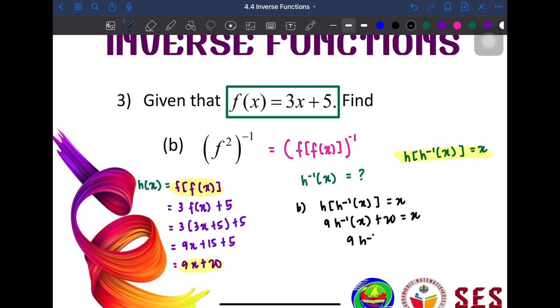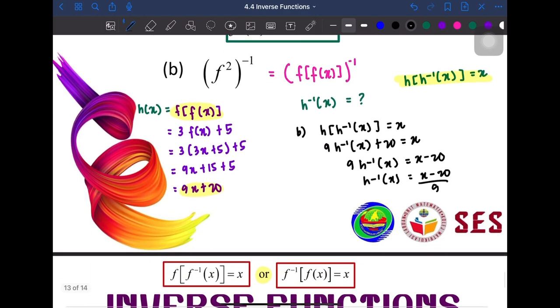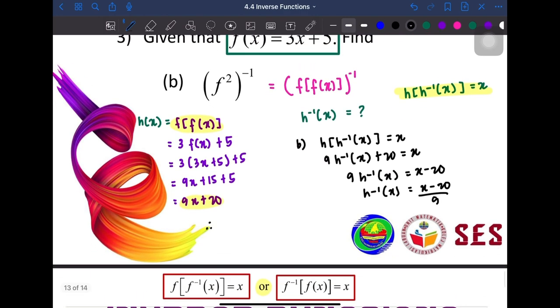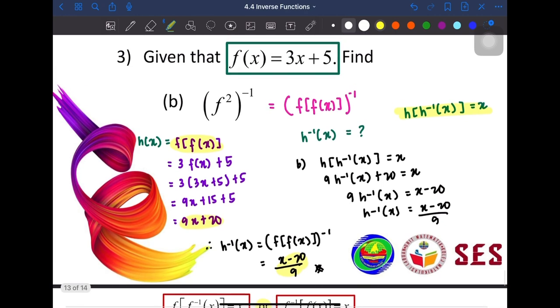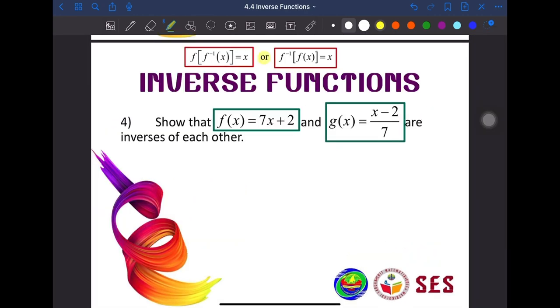Okay, so kita solve je macam biasa. X tolak 20. So H inverse sama dengan X tolak 20 over 9. Okay, so we get the final answer. So H inverse X ataupun F compose with F inverse is equal to X tolak 20 over 9. That's your final answer.